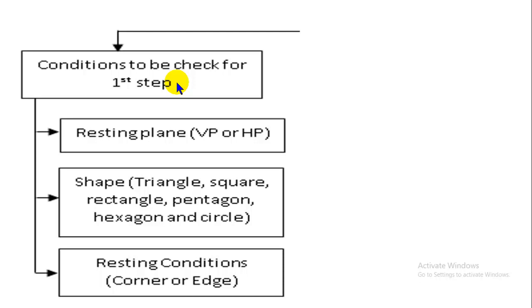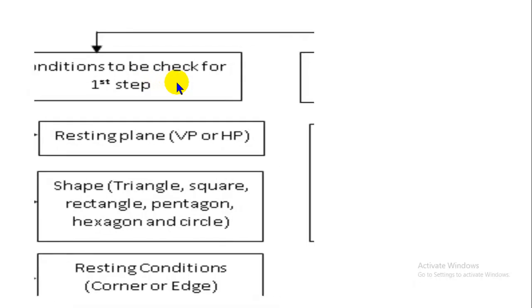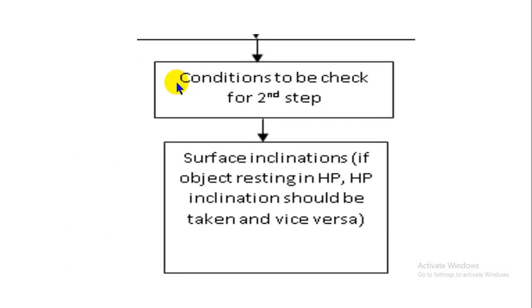If you identify all these three conditions in the first step, then your problem is almost done. If you fail to analyze this first condition, then it will be difficult. So make sure while reading the question we write down the data for this first step. After that, in the second step, we will check the surface inclination. In projection of planes, almost 60 to 70% of problems will give surface inclination, lamina inclination or surface inclination, that is inclined to HP or VP, depending upon where you are resting in the first step. So vice versa, that is almost it.